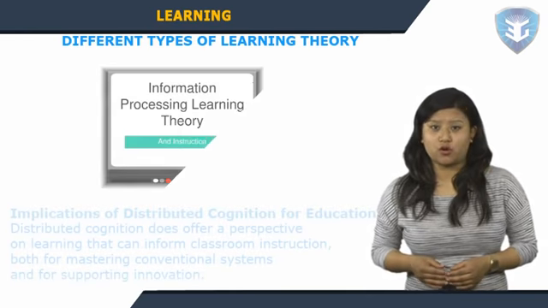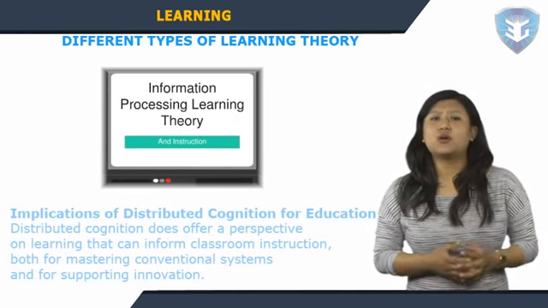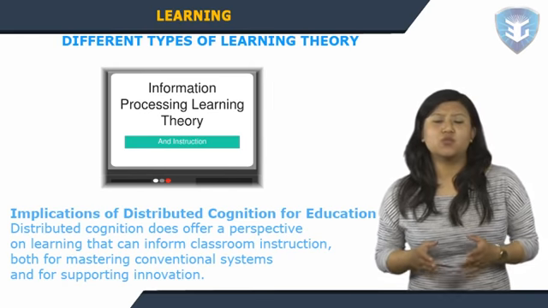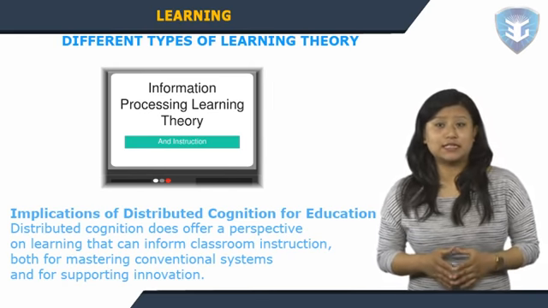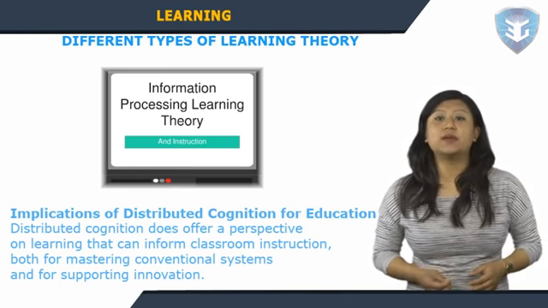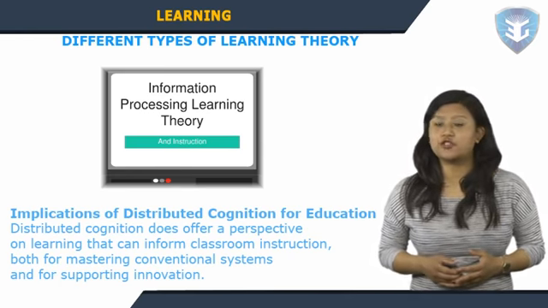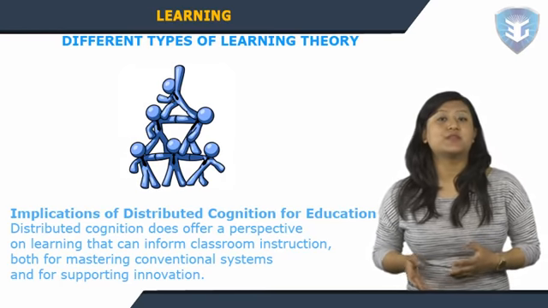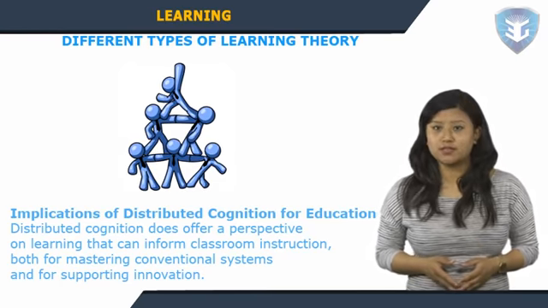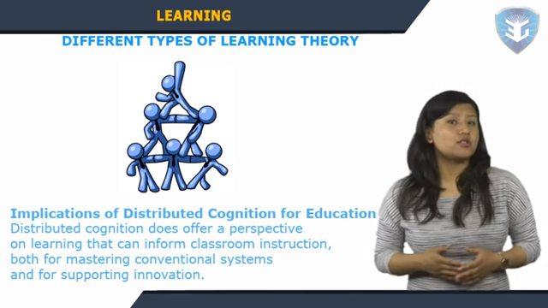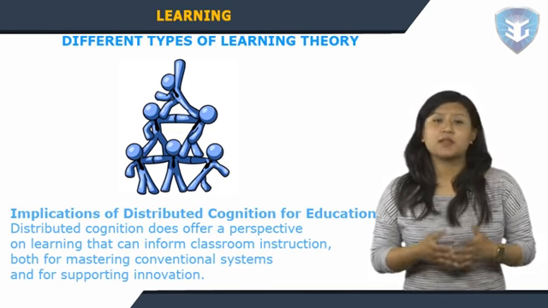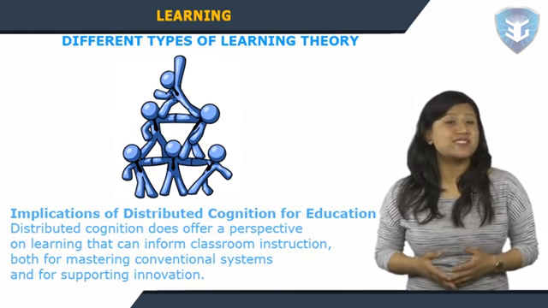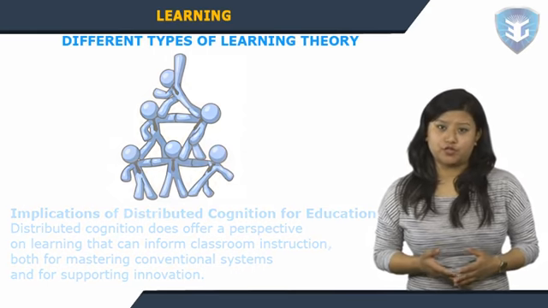Implications of distributed cognition for education. Because distributed cognition focuses on activity in real-world settings, most research has investigated learning in the context of work. Domains include ship navigation, fleet fishing, air traffic control, and commercial aviation. Despite the limited availability of classroom-based research, distributed cognition does offer a perspective on learning that can inform classroom instruction, both for mastering conventional systems and for supporting innovation.